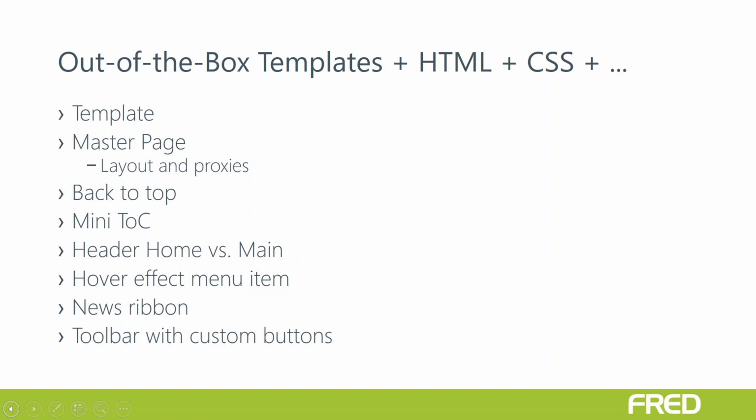We have a back to top button. We've got a mini table of contents. We've played a little bit with the background of the header in the skin to make it look different on the home page and the main topics. There are a few hover effects here and there, a few customized buttons, and I also just want to mention how we made that little green news ribbon running along the home page.